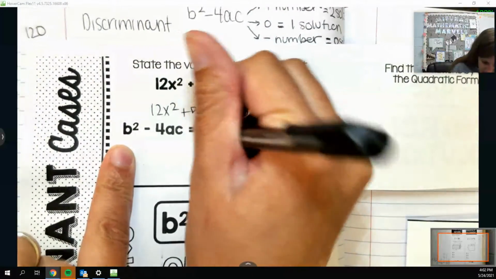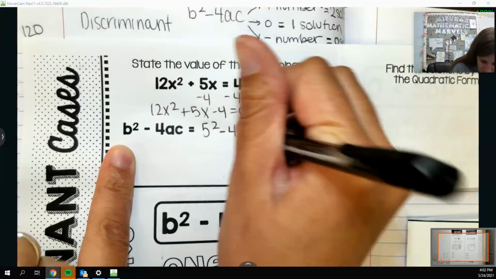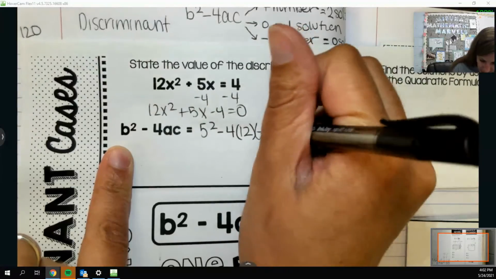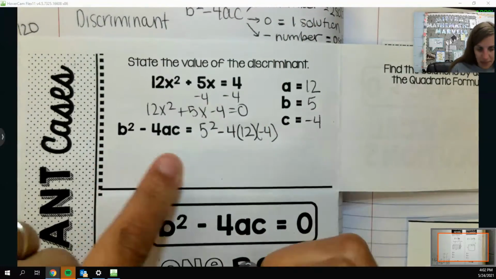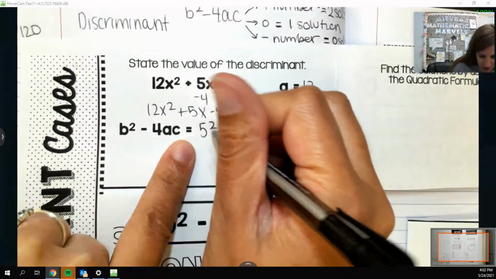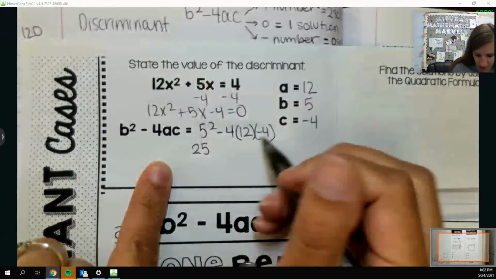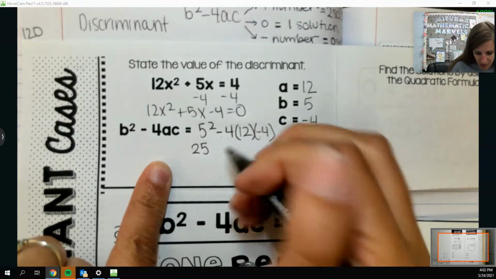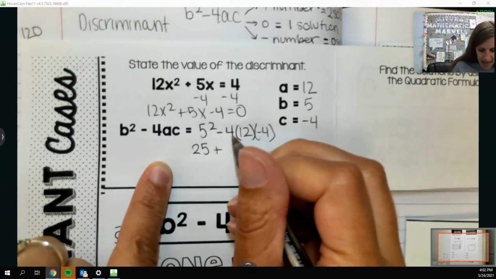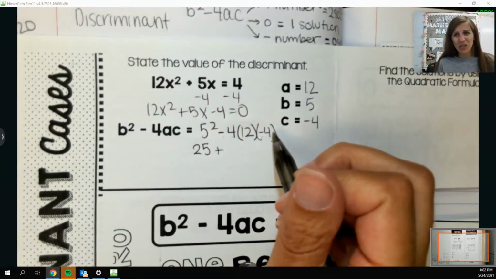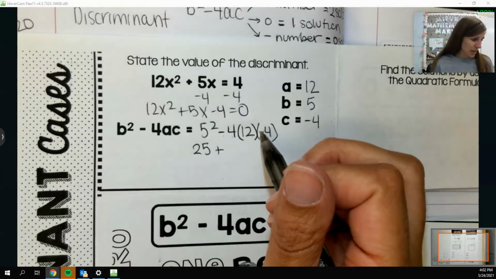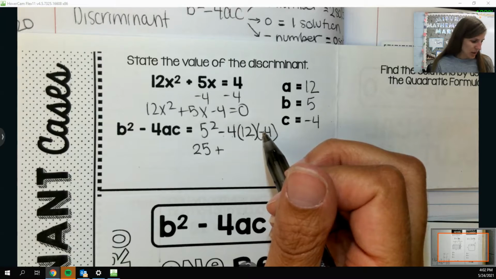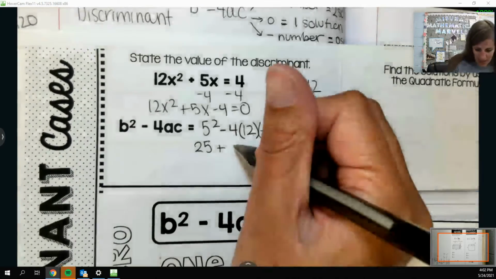So let's plug this all in. We'll have 5 squared minus 4 times a, which is 12, times c, which is negative 4. Okay, so we have to do the exponent first. 5 squared is 25. And when I multiply over here, if I think about positive and negatives first, we're going to end up with a positive overall. And then I have 4 times 12 times 4, which is like 16 times 12, which is like real big. I got a calculator for that, sorry. 16 times 12. 192.